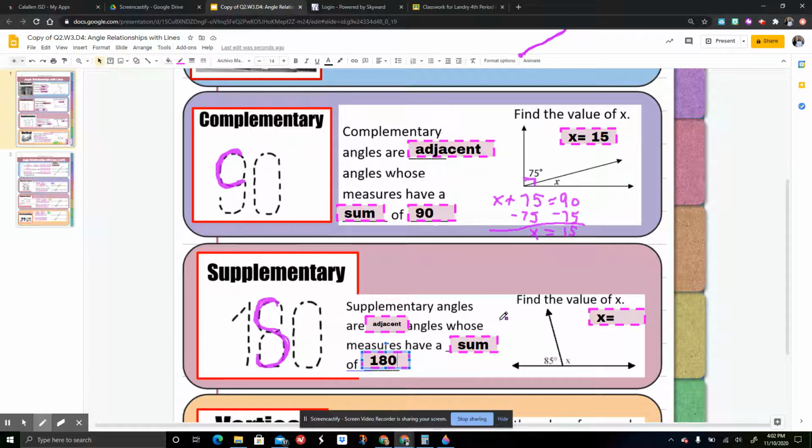If you know two lines together form 180 degrees, which if you notice is a straight line, these two together form this straight line, and you know they add up to 180. So x plus 85 equals 180. So you can subtract 85 from 180 to get your answer. So x is equal to 180 minus 85, which is 95.